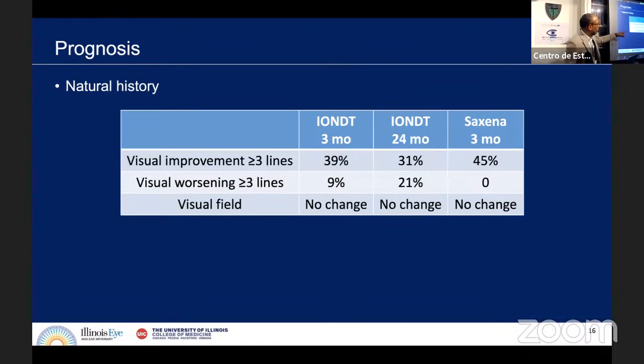Visual worsening, though, depending on the study, again, maybe about 20% might actually lose a couple more lines. And that's also important for patients to know so that they know what to expect. If the vision blurs by a couple more lines, that is possible. The visual field, importantly, does not change. So the visual acuity can get better or worse, but in the studies, there's been no change noted in the visual field.